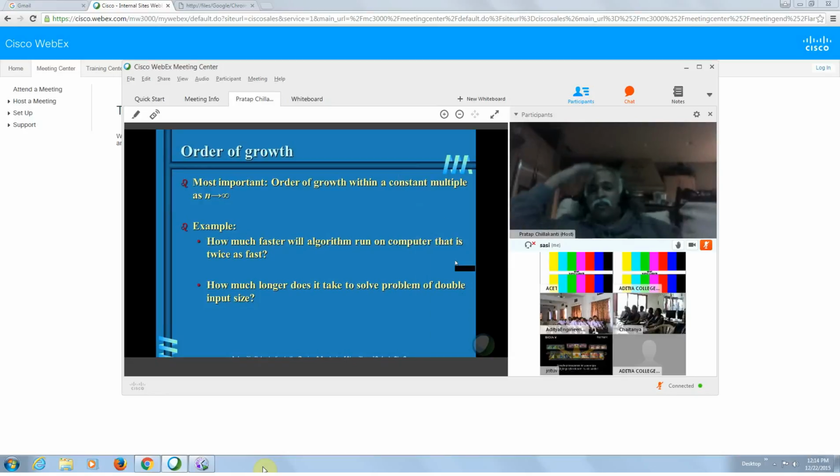Just because a computer is twice as fast, does it mean the algorithm also will run twice as fast? Not necessarily, by the way, right? It goes back to how the system has been architected, the operating system design, and so on.